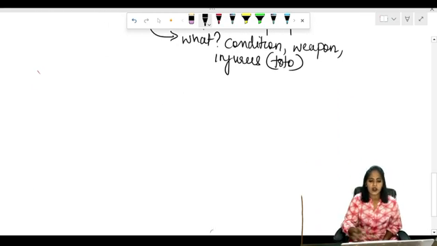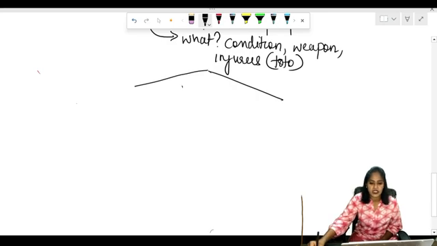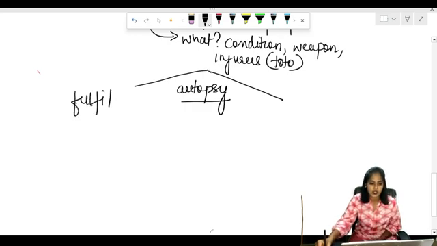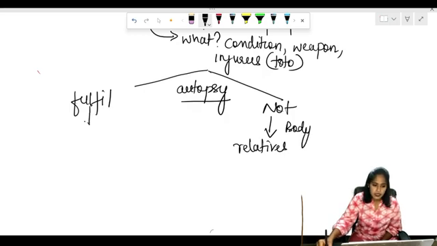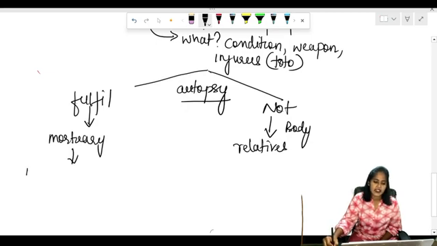Once he records, what does he do? He can't just go back to his police station. So he has to decide whether an autopsy has to be done or not. If yes, it should fulfill the criteria which we saw in the beginning of the class. If not, the body will be handed over to the relatives, or else he will forward the body to the mortuary, where he has to give a requisition to conduct a postmortem.